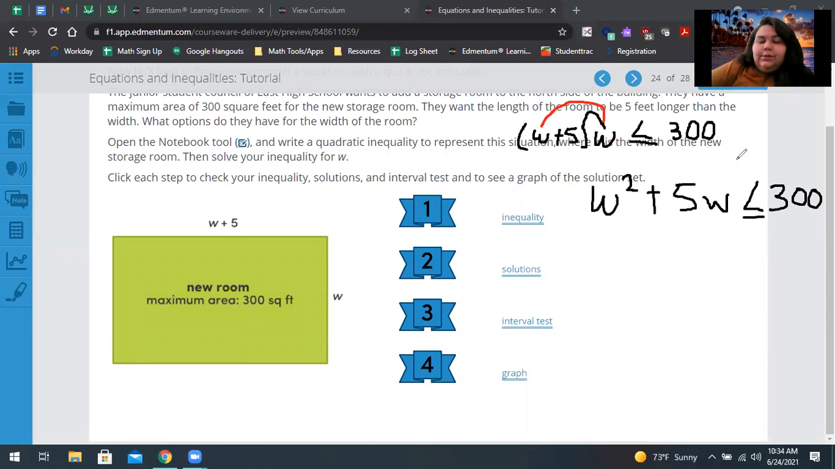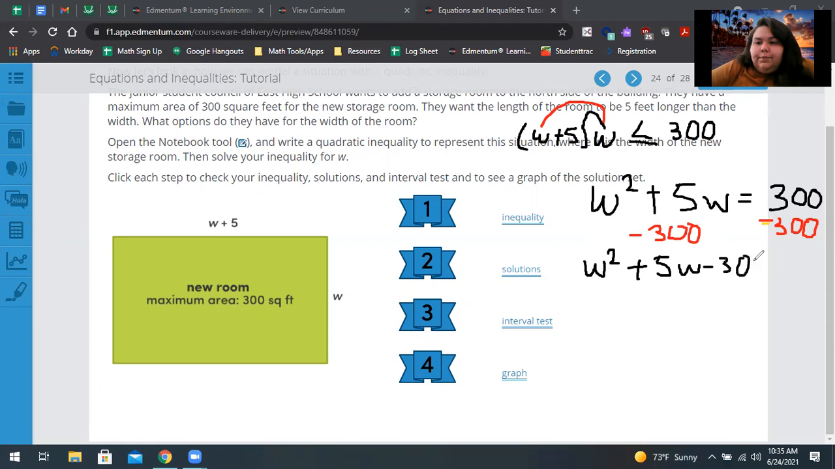Actually, yeah, I'm going to do this right here. So that's our setup, right? I'm going to replace this with an equal sign. And I wanted it to equal 0, so I'm going to move that 300 to the other side. So I'm going to subtract 300, and that is going to give me W squared plus 5W minus 300, and that is set equal to 0.